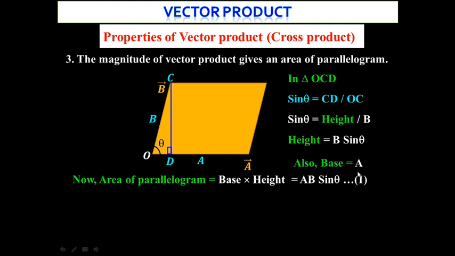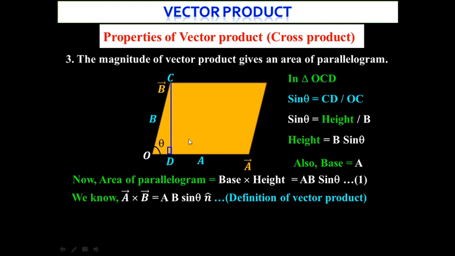Suppose this is equation number 1. By the definition of cross product, suppose there are two vectors, vector A and B. Then A cross B is nothing but AB sine theta into n cap, where n cap is the unit normal. This is from the definition of vector product.